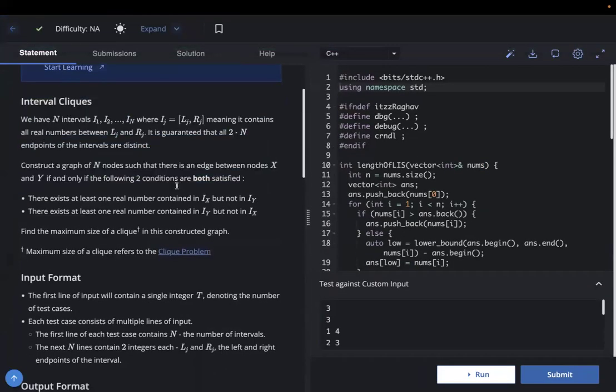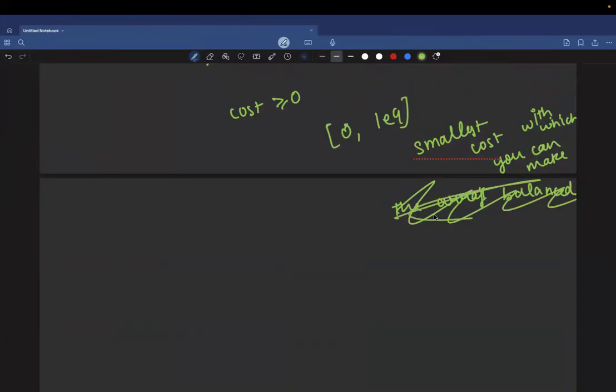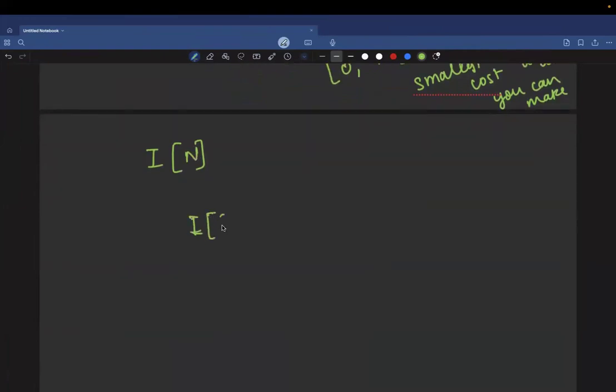Okay, so the next problem is interval clicks. This problem says that we have been given n intervals. An interval Ij equal to lj comma rj means that it contains all the real numbers between lj and rj. So in the problem, you have been given an array of intervals of size n, where Ij represents an array of two elements, lj comma rj, which represents that this interval will have all the real numbers in the range from lj to rj.